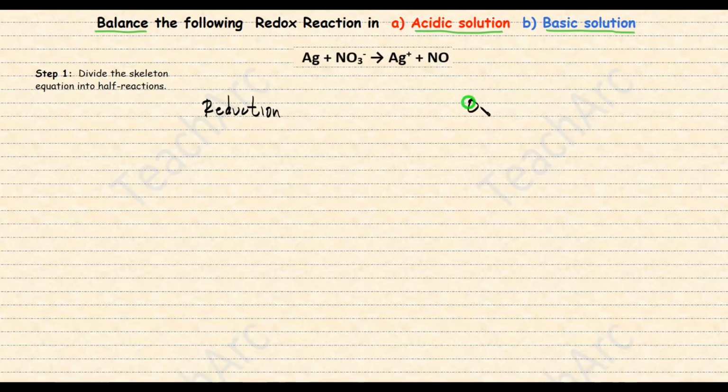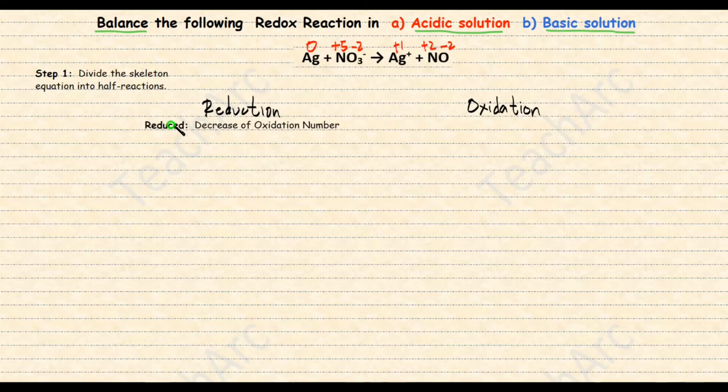To help us identify which is the reduction or oxidation reaction, we need to identify the oxidation numbers of all the atoms involved. Silver here is a neutral atom and not bonded to anything else, so its oxidation number is 0. Oxygen is -2 most of the time, and there are 3 of them, therefore nitrogen would be +5. Silver ion here is +1. Oxygen is -2, and so nitrogen would be +2. Again, I am assuming that you know how to assign oxidation numbers.